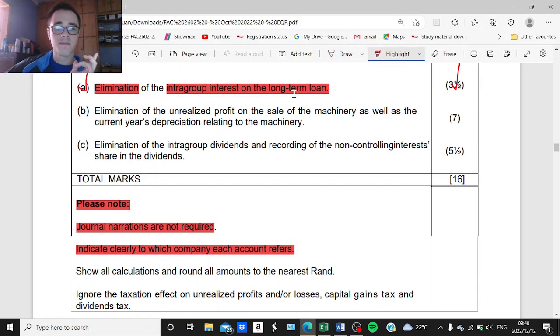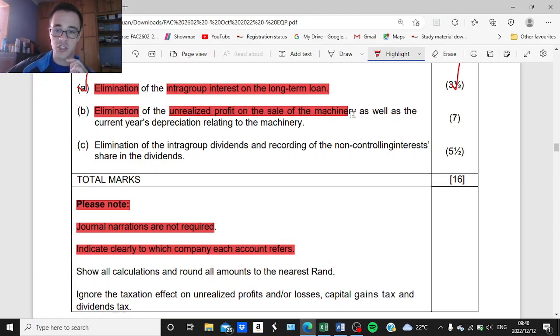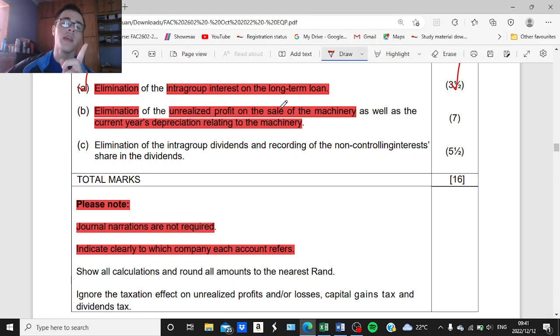Now, number B says that we have to eliminate the unrealized profit on the sale of machinery as well as the current year's depreciation relating to the machinery. Because normally they would request you to eliminate the total unrealized depreciation from the date of sale up until the end of the current financial year. But in this case, they only required us to eliminate the current year's unrealized depreciation along with the unrealized profit. But for the sake of completeness, let us eliminate the unrealized profit first, and then we will eliminate the total unrealized depreciation from the date of sale up until the end of the current financial year.